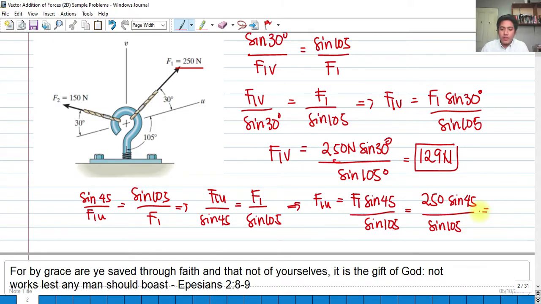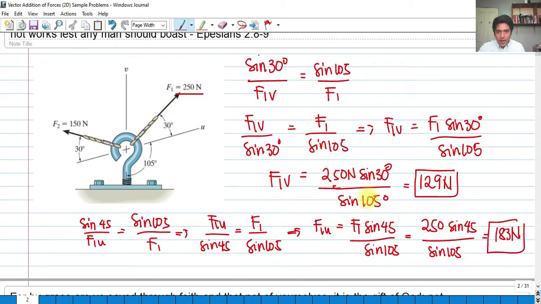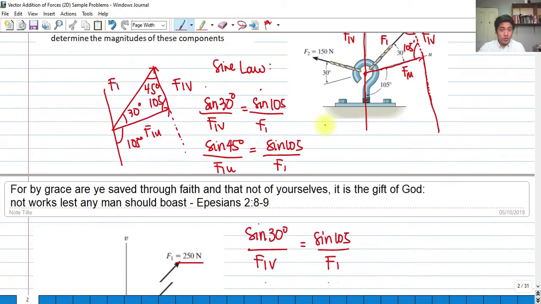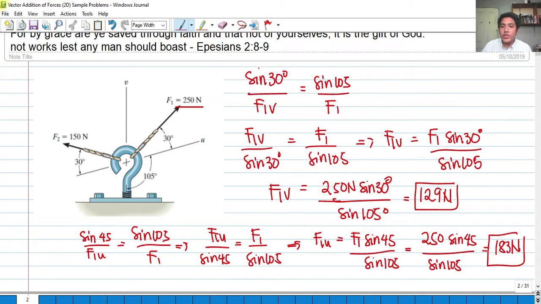And if we're going to solve that, better if you have a calculator with you, because this is statics. Whenever you're trying to solve something, better to have your calculator always beside you. So we have 183 newtons. That is the magnitude of the components F1V and F1U of the force F1, 250 newtons. So this should be our final answer: 129 newtons and 183 newtons for F1V and F1U.